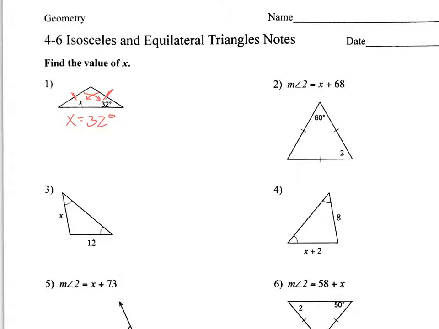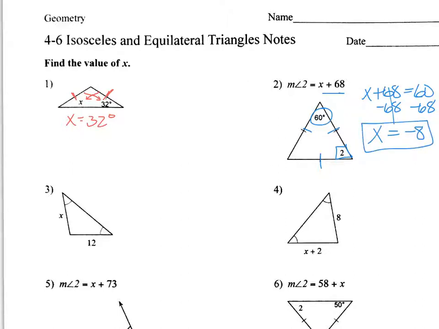Okay, what about in number 2? Number 2 is an equilateral. All three sides are the same. So what we've learned is that in an equilateral, all the angles are 60 degrees. So that means angle 2 down here, which is x plus 68, must also equal 60 degrees. So we solve, and if we solve, 60 minus 68 is negative 8. So x would be negative 8. In other words, if I plug negative 8 in here, that would make angle 2 be 60 degrees.